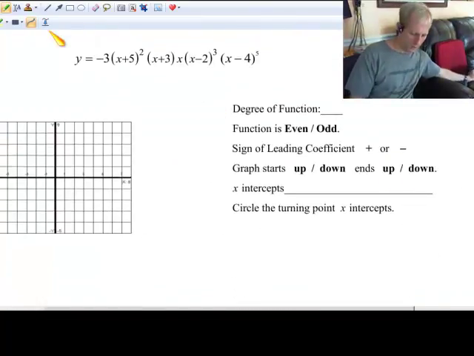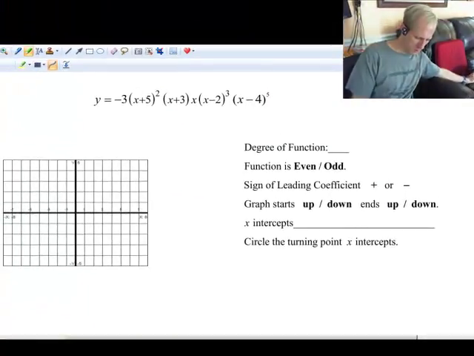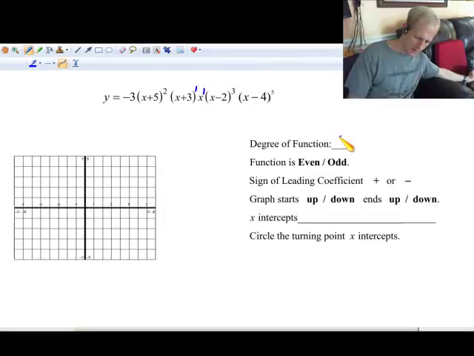Alright, now I'm asked to graph a polynomial function that's already in its factored form. So what am I going to do? I need to first find the degree of the function, so I need to add up the exponents. So that would be 2 plus 1 is 3, plus 1 is 4, plus 3 is 7, plus 5 is 12. And is that function even or odd? Well, 12 is obviously an even number.